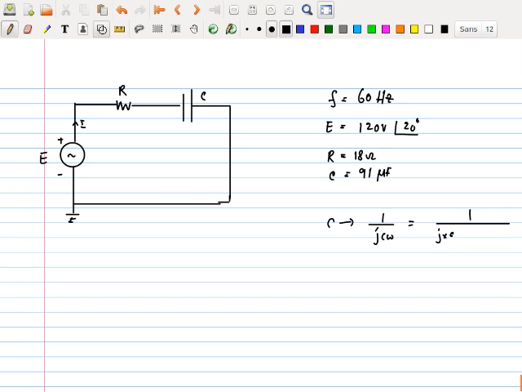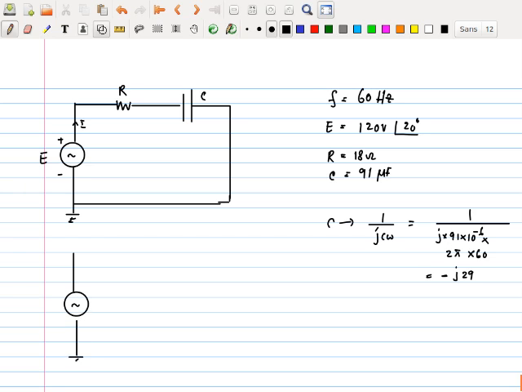JC is 91 times 10 to the minus 6, which is micro, and the frequency is 60 Hertz, but this is omega, so it has to be 2 pi times 60, right? And that works out to be minus J29. Then I have to basically replace all of these things with their AC equivalent.